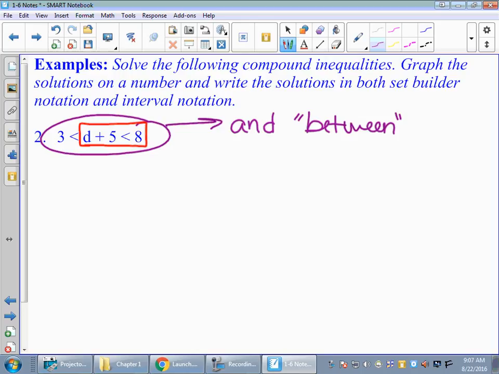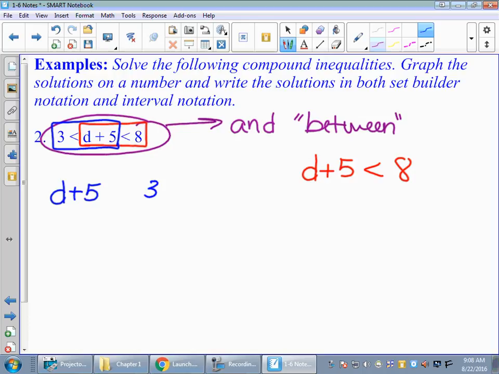So this one's pretty simple to write. D plus 5 is less than 8. So that's really the second inequality that they have there. The first inequality is kind of backwards. So it's still the D plus 5. Now I'm going to rewrite that though so that the D plus 5, I like my variable on the left-hand side. So I'm going to say D plus 5 on the left-hand side. I'm going to put the 3 on the right-hand side.